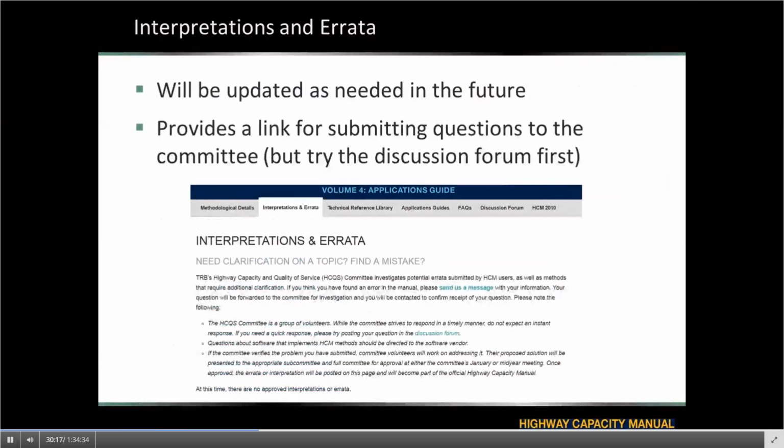The Interpretations and Errata section of Volume 4 will house official interpretations, clarifications, and errata as needed. You can also use this tab to submit potential errata to the Highway Capacity Committee, but recognize that it takes time for volunteers to investigate your questions. For fastest feedback, we suggest posing questions in Volume 4's discussion forum first. Questions about software bugs should be directed to the vendor of the software package you're using. Neither the Transportation Research Board nor the Highway Capacity Committee endorse or provide support for any particular software package.